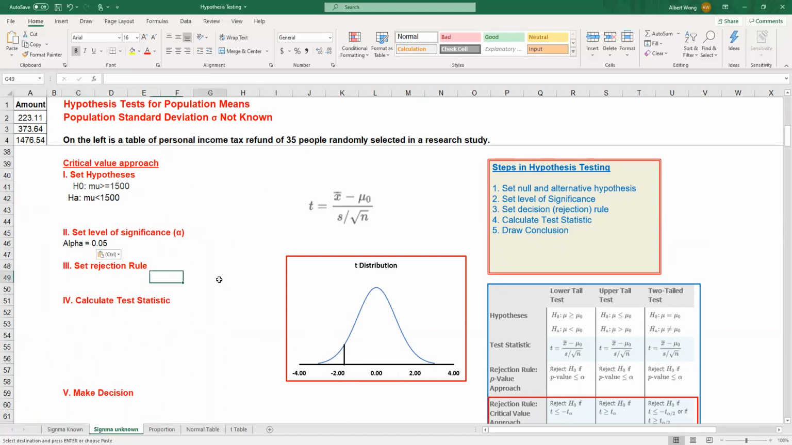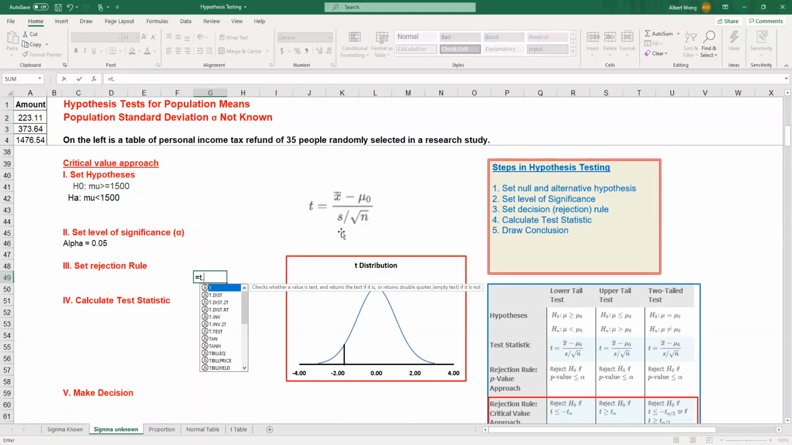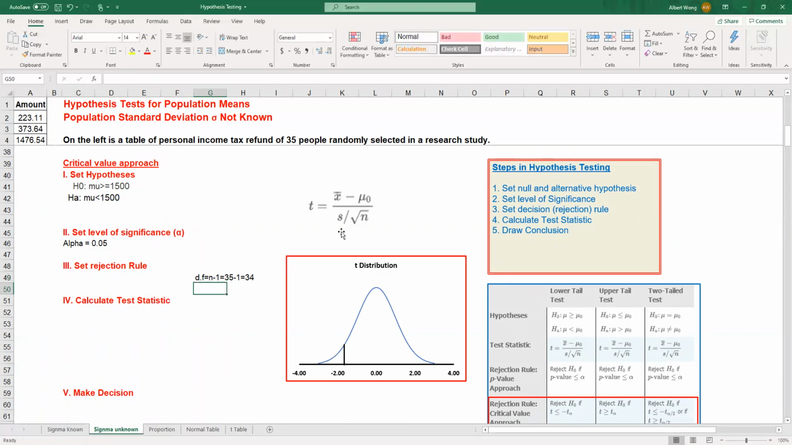Or you can actually just do equal sign t dot inv. Let me just put down the degrees of freedom first. The degrees of freedom, of course, is equal to n minus 1, which is 35 minus 1, which is equal to 34. And therefore, the critical value is t dot inv.